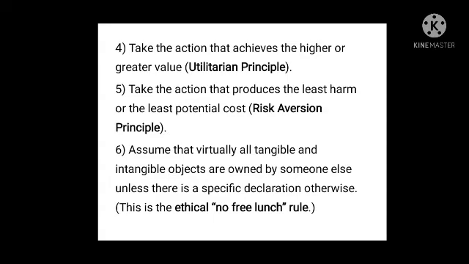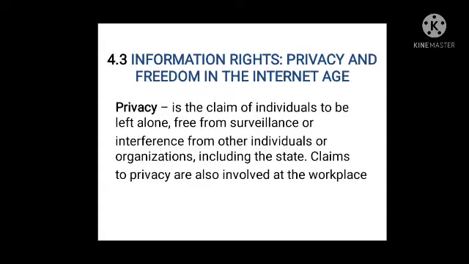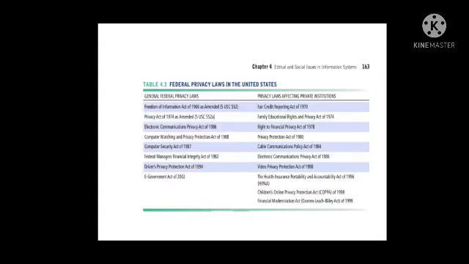Next is privacy. Privacy is the claim of individuals to be left alone, free from surveillance or interference from other individuals or organizations, including the state. Moreover, Table 4.3 describes the major U.S. federal statutes that set forth the conditions for handling information about individuals in such areas as credit reporting, education, financial records, newspaper records, and electronic communications.